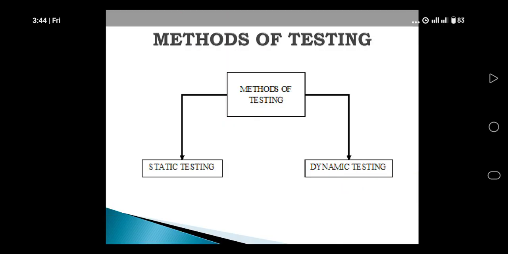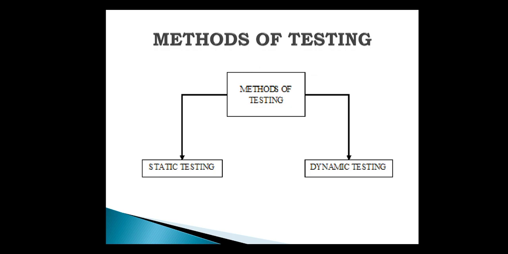There are two methods of testing an application, that is static testing and dynamic testing. We have already discussed this at the time of V model. So verification process is a static testing and validation is a dynamic testing.